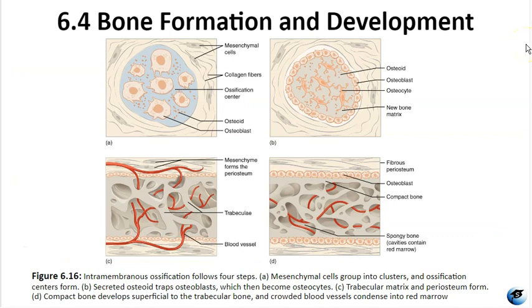Intramembranous ossification progresses through 4 stages. Mesenchymal cells cluster to form ossification centers, where osteoid is secreted to entrap osteoblasts, transforming into osteocytes. Subsequently, the trabecular matrix and periosteum develop, followed by the formation of compact bone over trabecular bone and the condensation of blood vessels into red marrow.